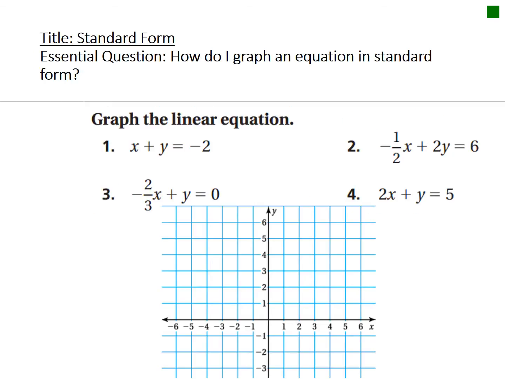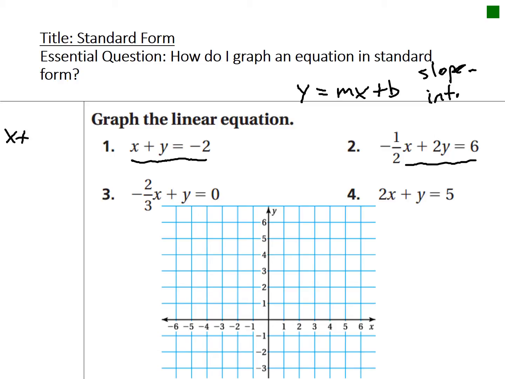Okay, so here we have four equations, and we're going to graph them using the form that we're most used to, which is y equals mx plus b, or slope-intercept form. And you might say to yourself, I thought we were graphing in standard form. Well, these equations start in something that looks like standard form, but we're going to move them over to slope-intercept form. So let's do number one together.